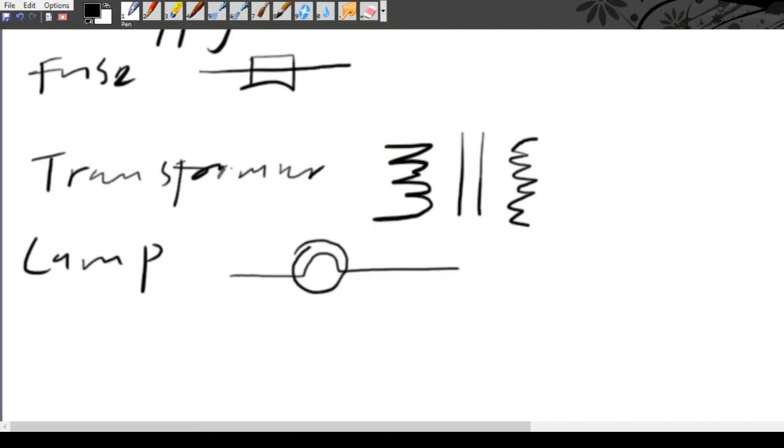So the function of the lamp is to convert electric energy to light, and the symbol is used for lamp providing illumination. For example, a car headlamp or a torch lamp. So the function of the lamp is just to convert electric energy to light.